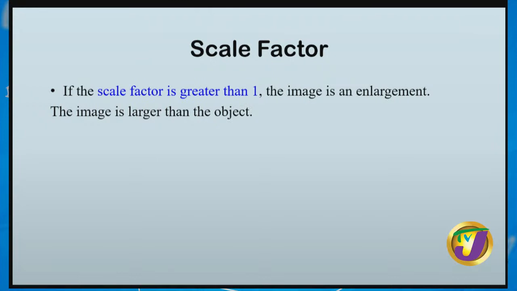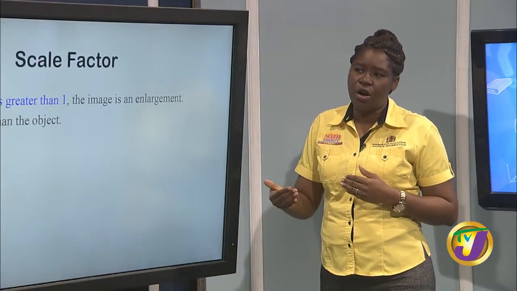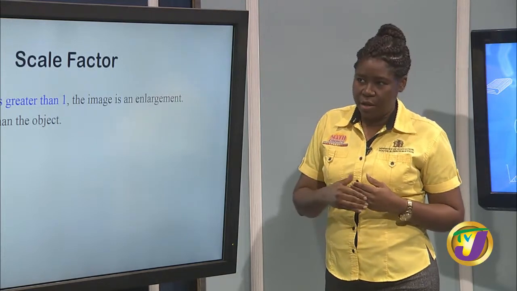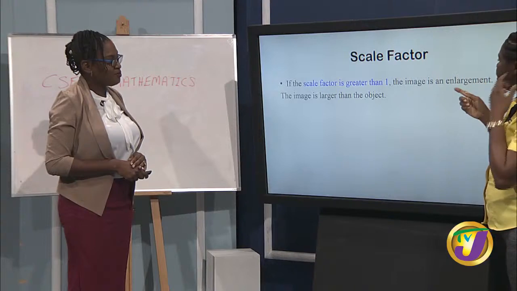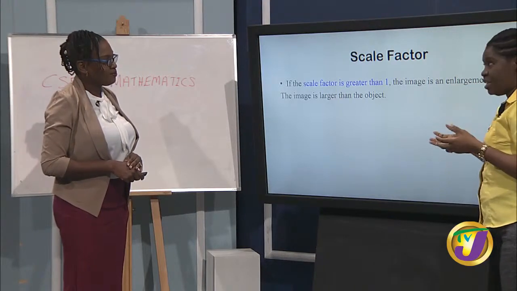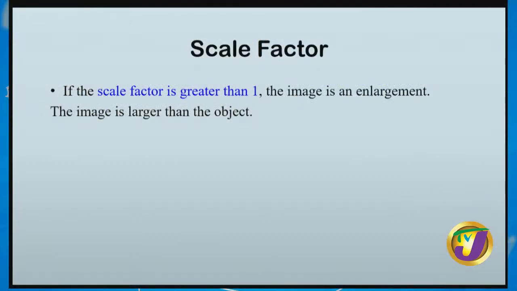So that means the image will be larger than the object. Remember that we said that the scale factor tells you how much larger or smaller the object and the image is. So if the scale factor K is greater than 1, in the previous example we had, the scale factor would have been 2, because the length would have been multiplied by 2. So we would have gotten a larger object.